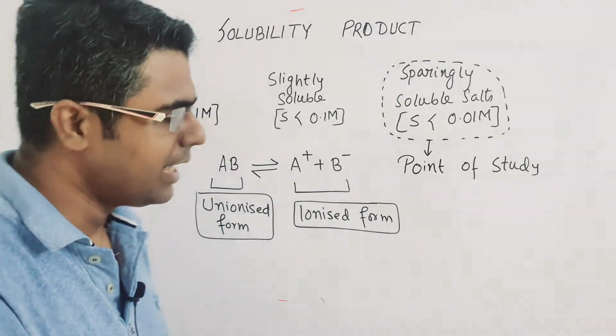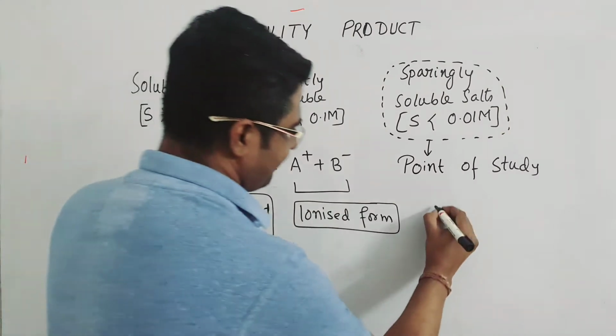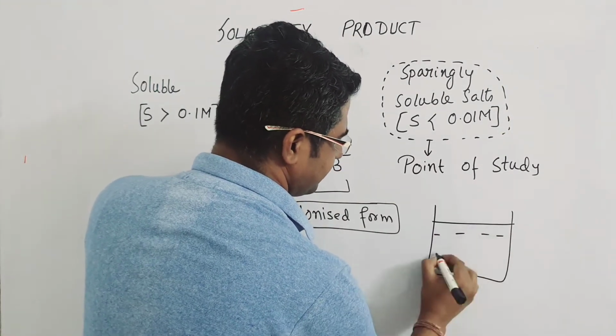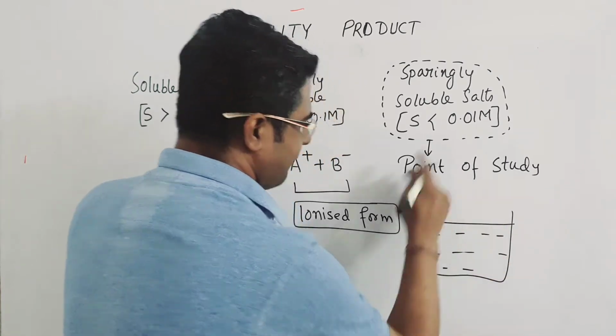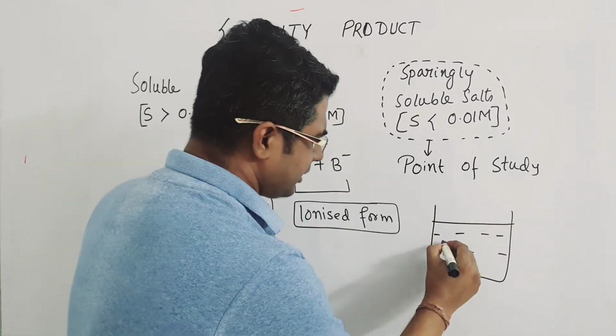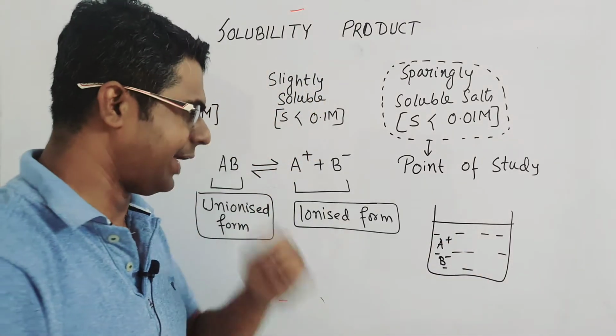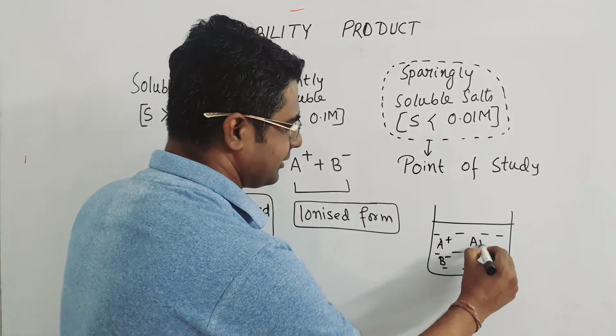What does this mean? I have taken a salt AB. Here is my beaker of water. I have put some AB inside it. Some amount has dissociated like this, or we can say ionized. Others are like this.